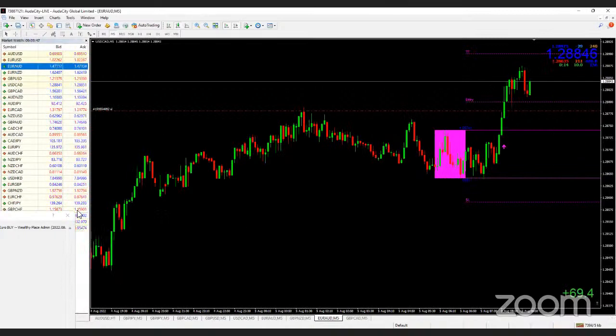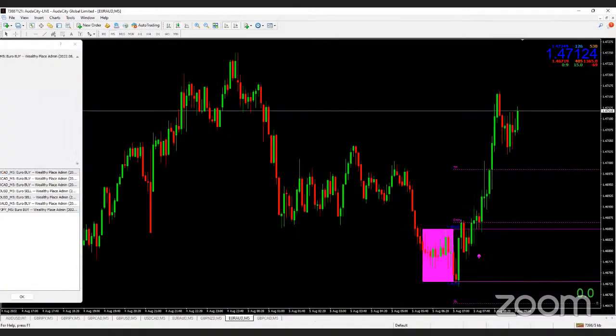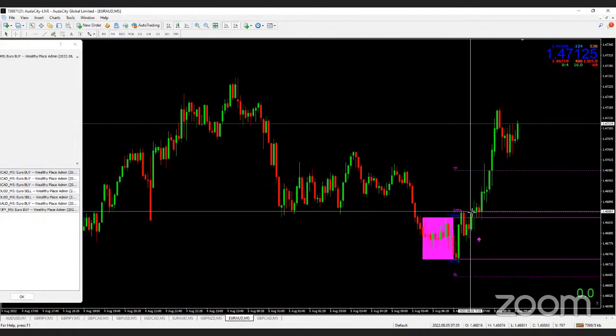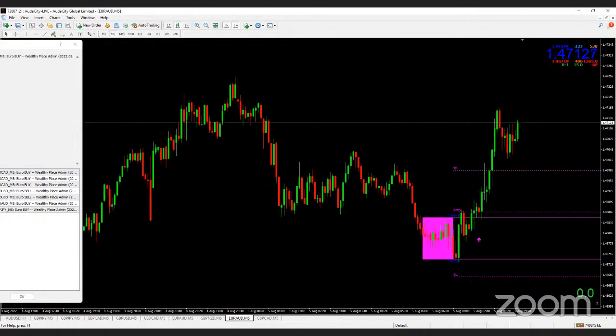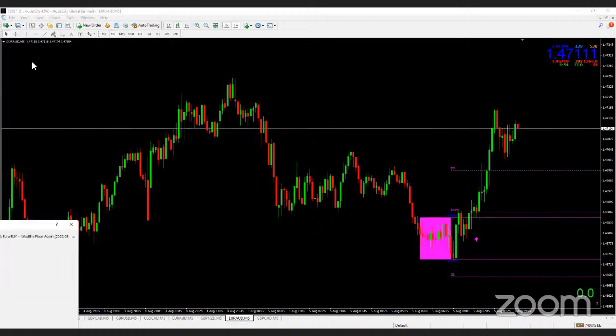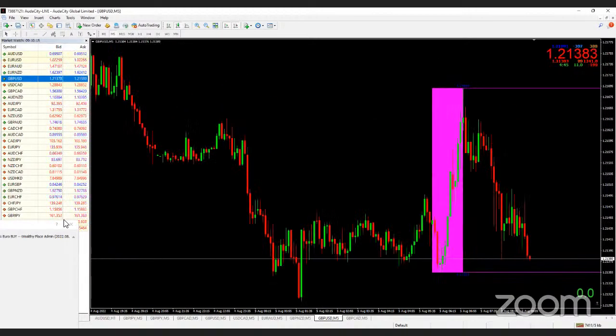Euro Aussie dollar. Okay, so you can see Euro Aussie dollar obviously has also given a signal for the day. And the final one is pound USD. Let's go for pound USD. And you would see that pound USD has not quite given a signal for today, so that's fine.